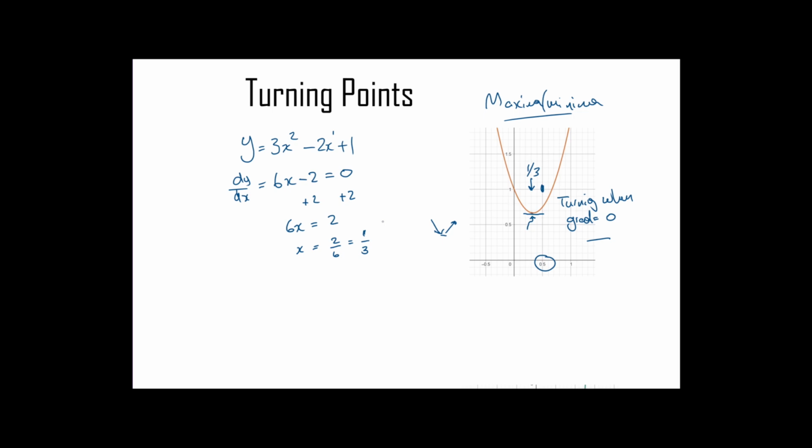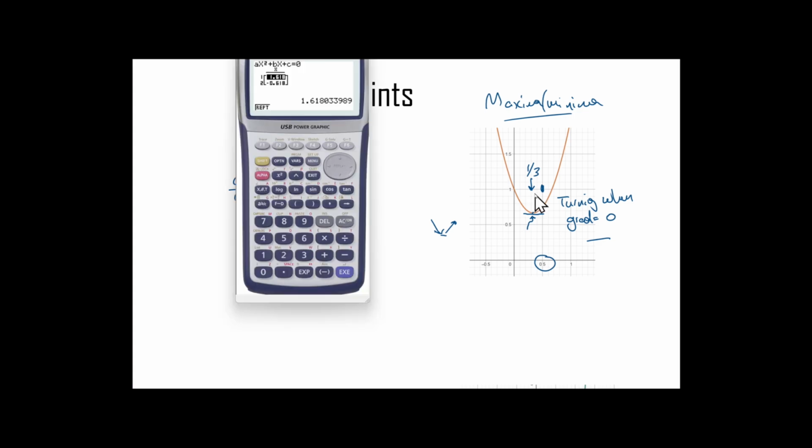What's going to be the value there? Well, we're going to go back into the original function here and put in 1/3. So 3 times 1/3 squared minus 2 times 1/3 plus 1. And I don't know what that is off the top of my head.